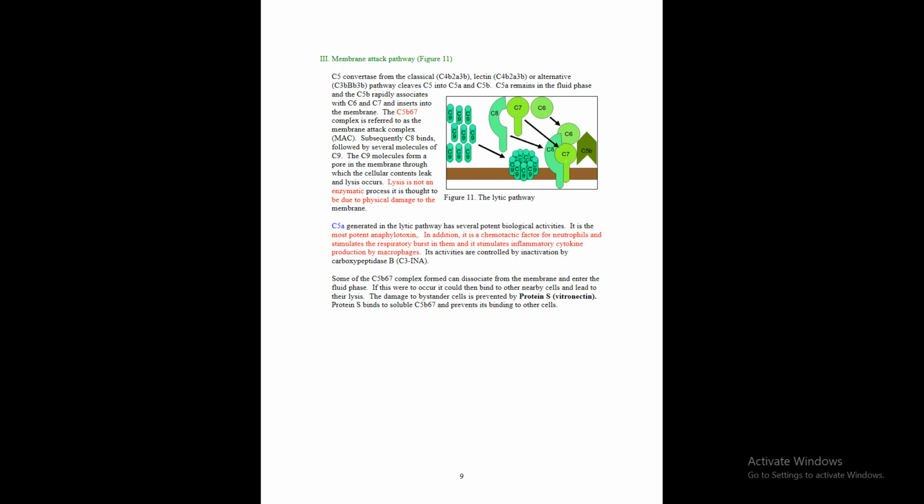C5a generated in the lytic pathway has several potent biological activities. It is the most potent anaphylatoxin. In addition, it is a chemotactic factor for neutrophils and stimulates the respiratory burst in them. And it stimulates inflammatory cytokine production by macrophages.